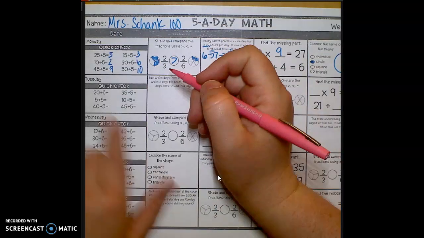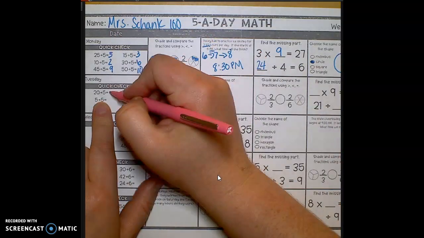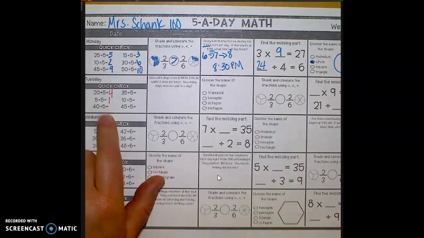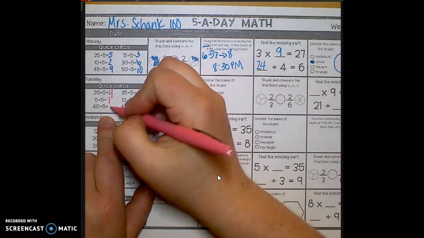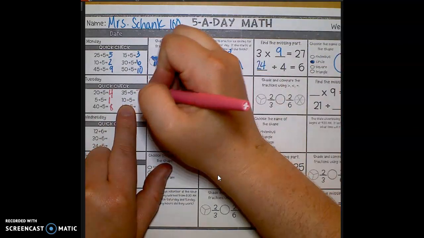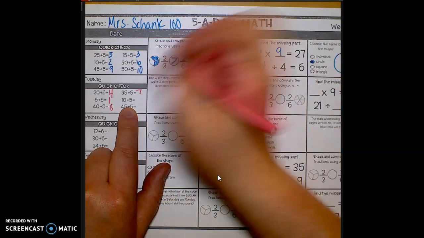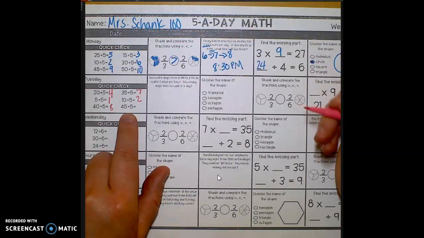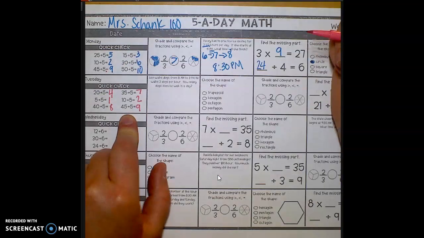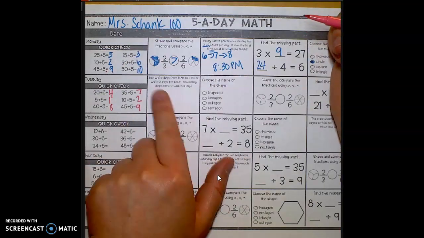Our quick check. 20 divided by 5 is 4. 5 divided by 5 is 1. 40 divided by 5 is 8. 35 divided by 5 is 7. 10 divided by 5 is 2. And 45 divided by 5 is 9. You can see that one right up above for a quick reference.